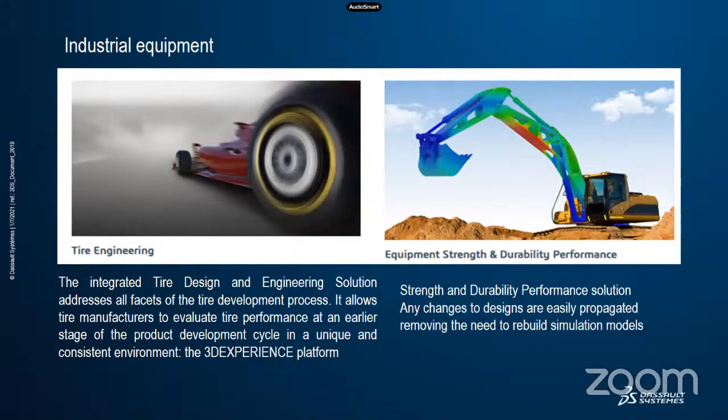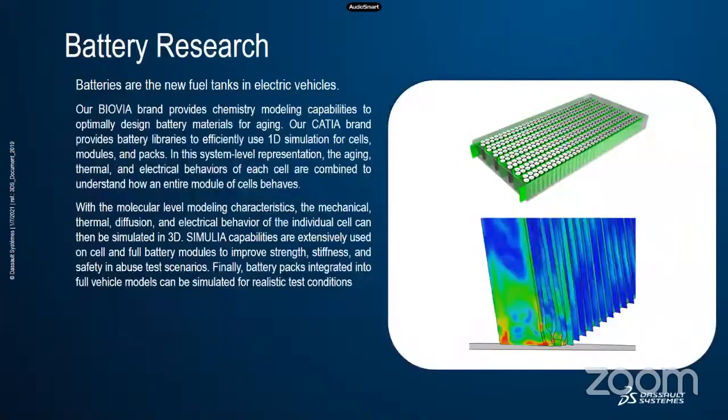Then this is about industrial equipment. Another major area is battery research. We have another brand called BioVia, where the chemistry and inner-site modeling capabilities can be used. But in Simulia, what we use is our structural simulation, which works with the boundary conditions and loads, to analyze battery life and battery strength. Those are the kinds of analysis we used to do.